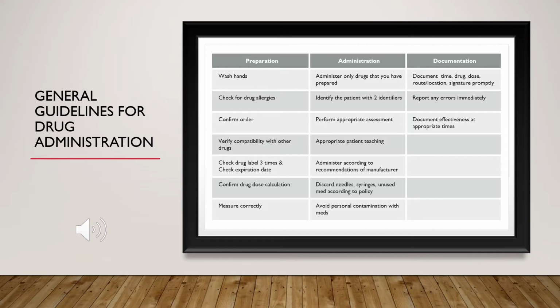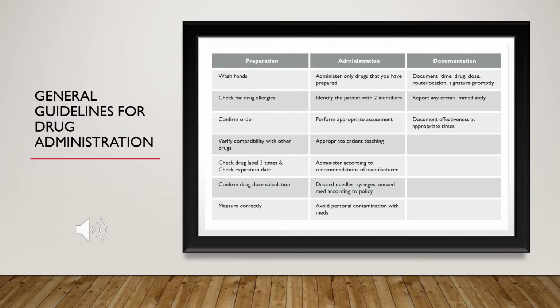Then in administration, you administer only the drugs that you have prepared. So if someone comes up to you and says, hey, I'm running to do something else, can you please give this medication? The answer is no. You will be happy to go get the medication and then administer it, but you only administer a medication that you have prepared. You identify the patient with those two identifiers, the name, the date of birth, the medical record number.